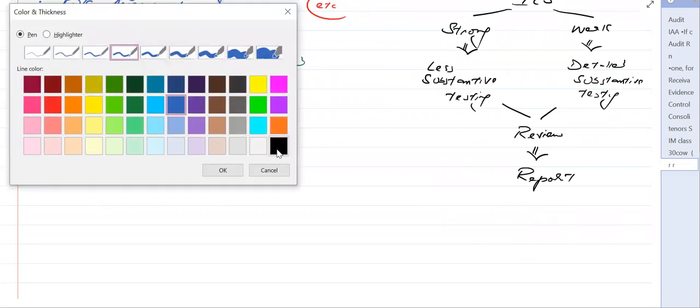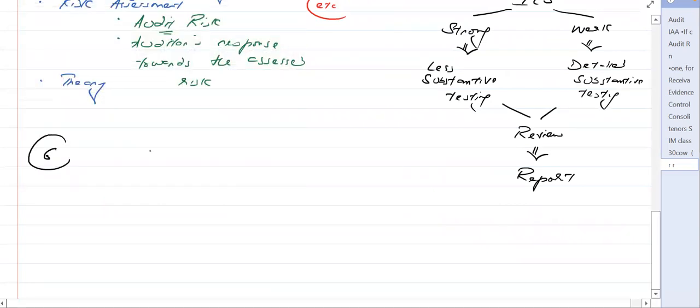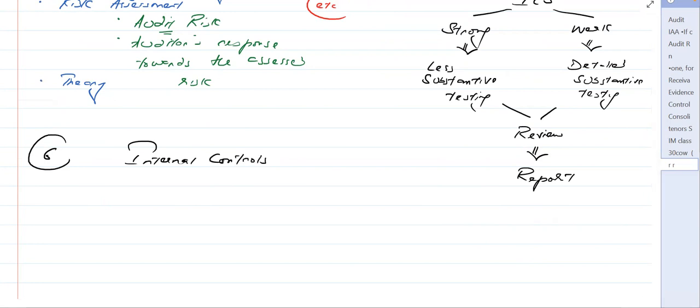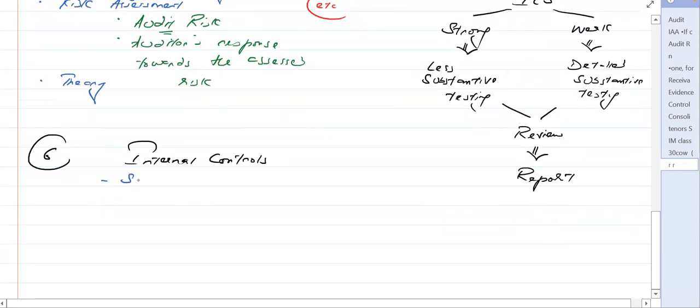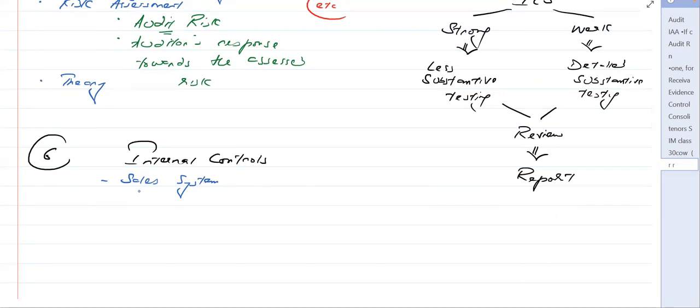Okay, then we will be having the sixth chapter. This chapter number 6 is the internal controls. Again, something very, very important, and also something very, very interesting as well. So in this internal controls, we'll be studying the sales system. What are the objectives of the sales system? What are the control activities within the sales system? The tests of control the auditor is going to perform, the weaknesses, the strengths within the sales system. A very, very interesting chapter.